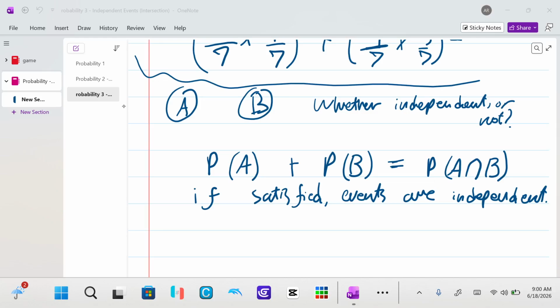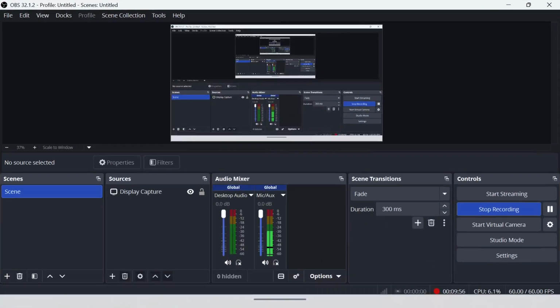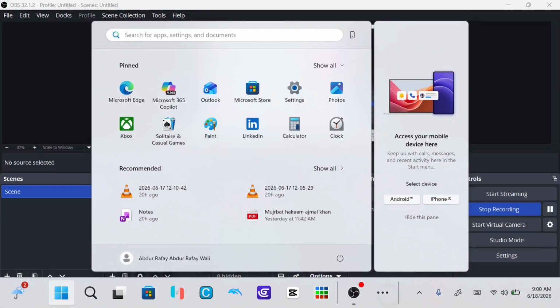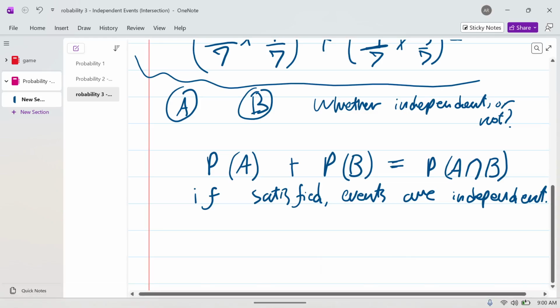You know what? I'm sorry. That's a multiply sign over here. So if the probability of event A times the probability of event B, the product of both of the probabilities, is equal to the intersection of both of the events, then both of the events are said to be independent. Otherwise, they are not independent, right?